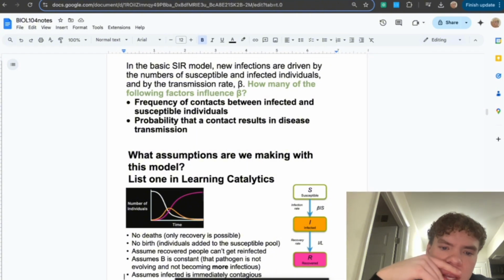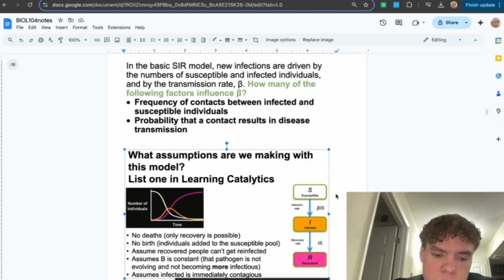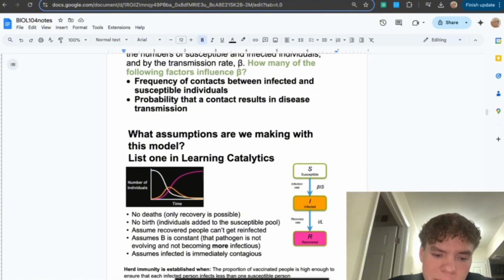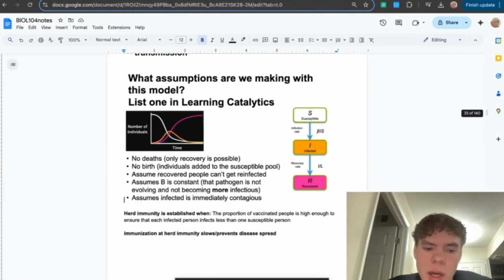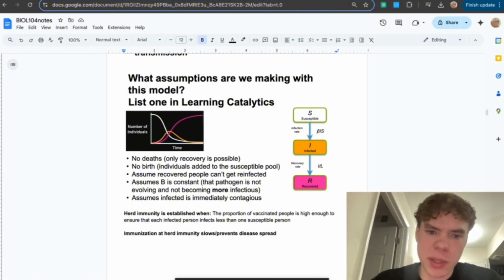Yeah, so our transmission rate is influenced by the frequency of contact between infected and susceptible individuals and the probability that a person that has the disease will transmit it. Also, we're assuming that in this model there are no deaths and no births. We're assuming that recovered people can't get infected again, that the transmission rate is constant and not changing, and that everyone that gets it is immediately contagious, right? So it's not the best indication of the real world. Well, that makes sense, but it's just used as a model.